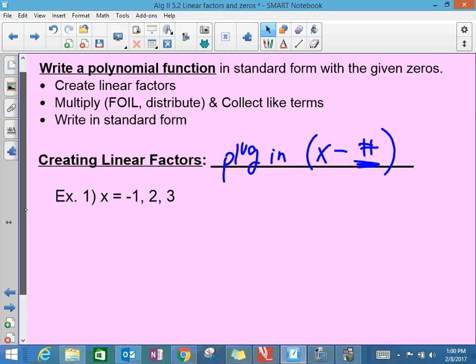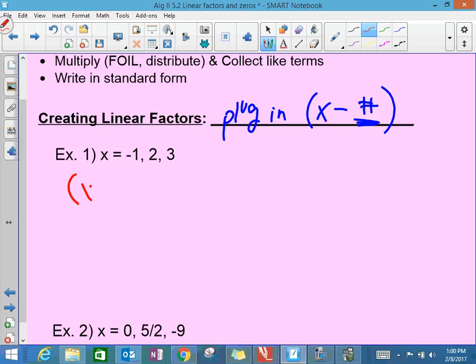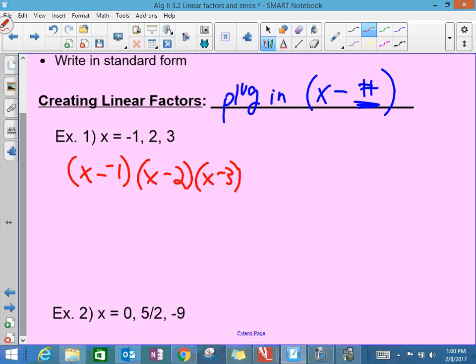So, for instance, if we are given that the zeros of some polynomial are negative 1, 2, and 3, and we want to find out what that equation is, we are going to plug in x minus negative 1, x minus 2, and x minus 3. We can clean this up a little bit, right? X minus a negative 1 is actually x plus 1. And the other two are already simplified.